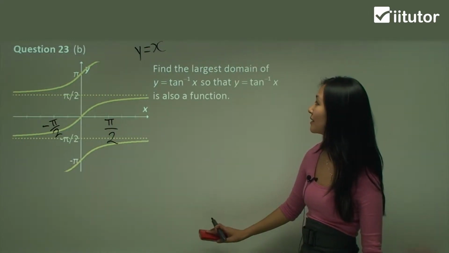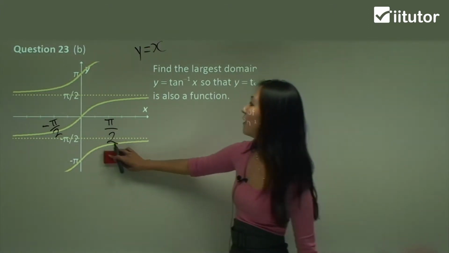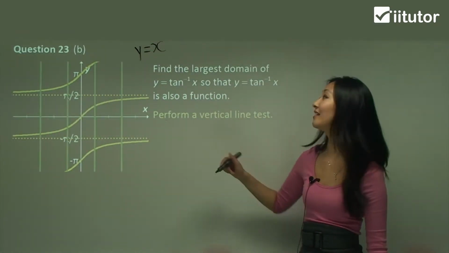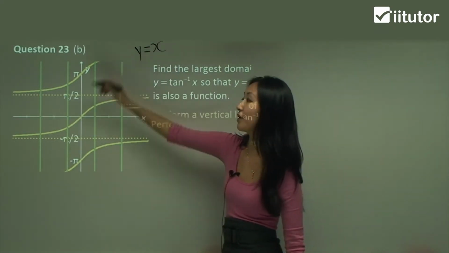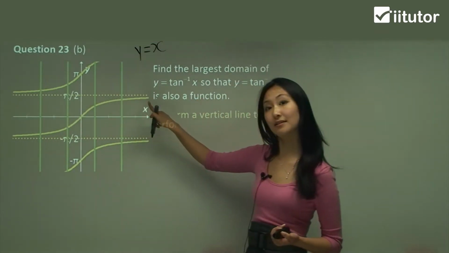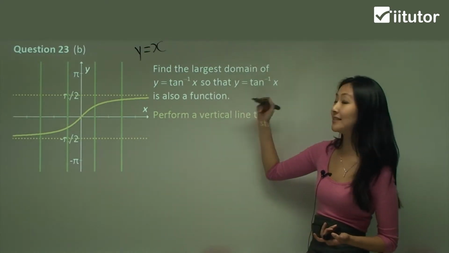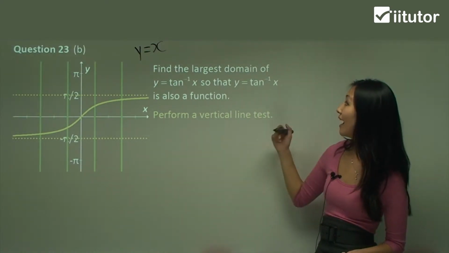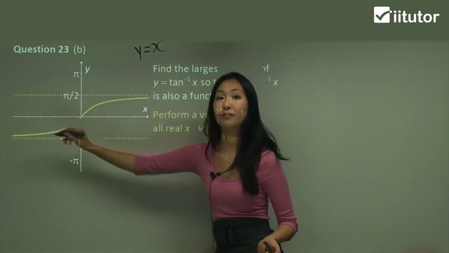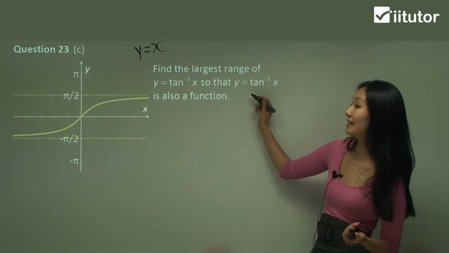But now I want to consider it for the largest domain of this so that it is also a function. And to do that, we need to perform the vertical line test. So putting that in, you can see it's always going to cross multiple points unless we get rid of the top and the bottom and only leave this. So that's why this is defined as our inverse tangent function. So the largest domain of that is just going to be all real x because it keeps going forever either way. Now, what about the range of this so that it is a function?